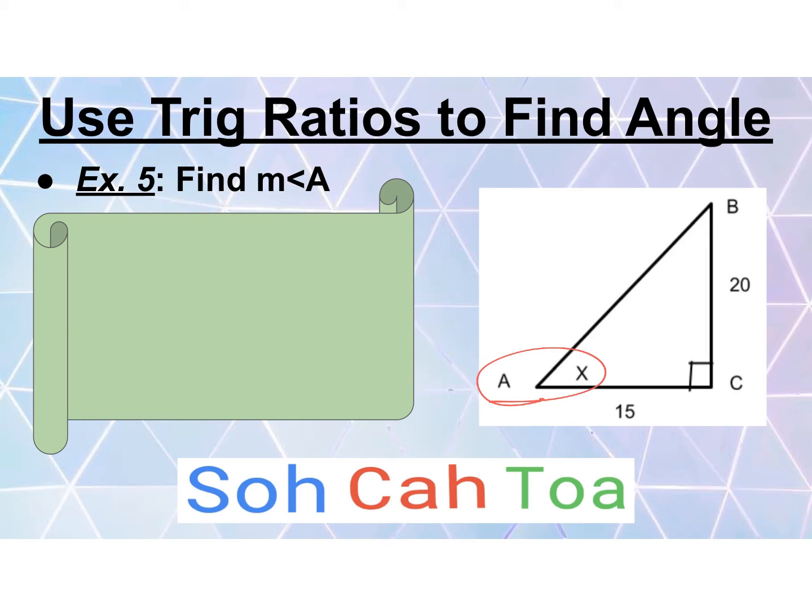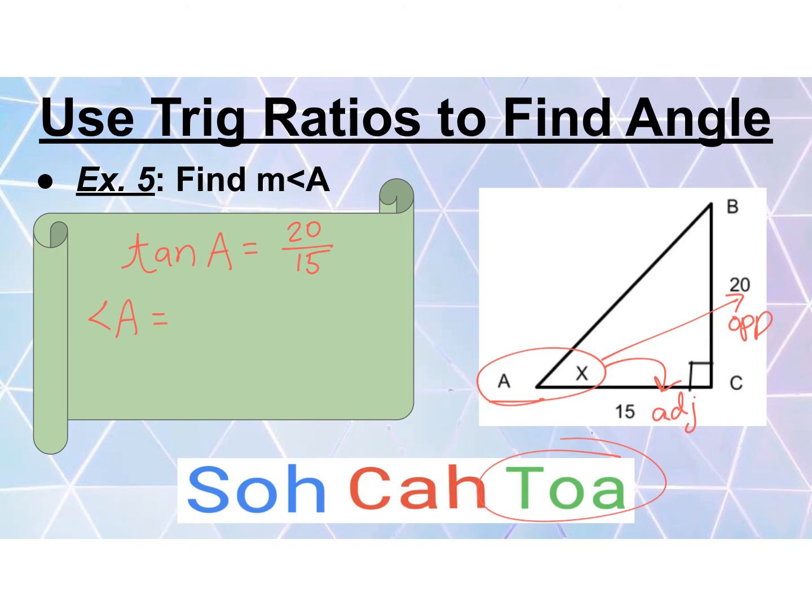Looking at angle A, again, to always orientate yourself first, we're looking at the opposite and the adjacent. So that means I'm using tangent this time. So I'm going to do tangent of angle A equals 20 over 15. I want to solve for angle A, so I need the inverse tangent of 20 over 15. And now that I did it on my paper wrong, I have the wrong answer, so I will let you figure out what that is, because I don't know without my calculator.